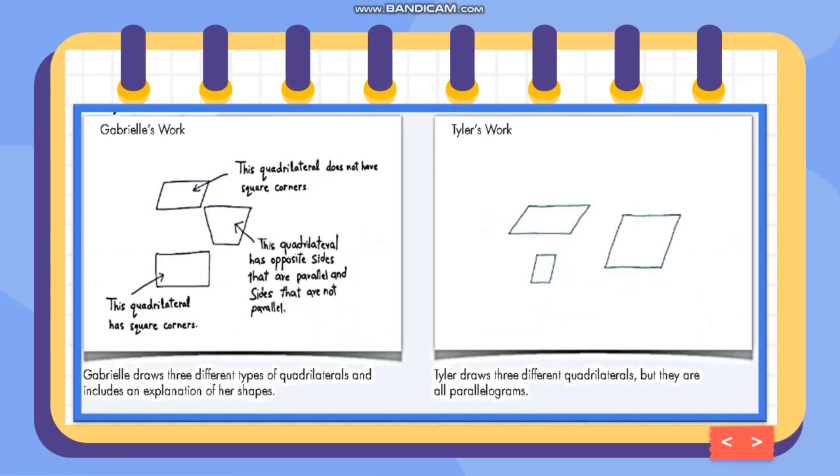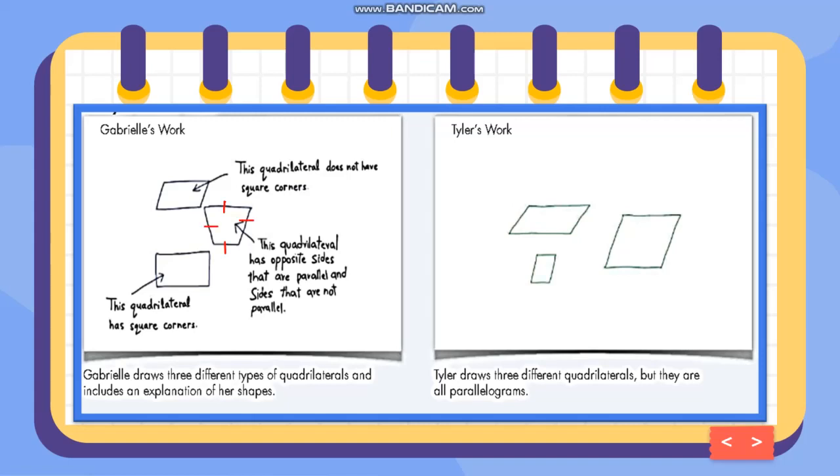Gabriel draws different types of quadrilaterals and includes an explanation of her shapes. The first shape, he said that the quadrilateral does not have a square corner. The second shape, the quadrilateral has opposite sides that are parallel and sides that are not parallel. These are the first pair of parallel sides, and these are not parallel.